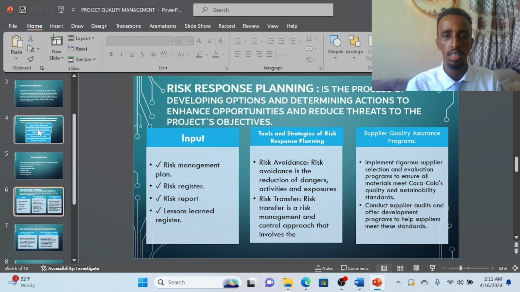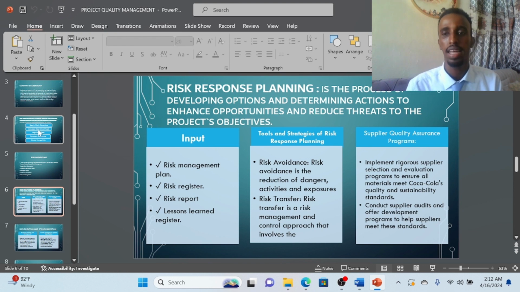Risk transfer. Risk transfer is a management and control approach that involves a supplier quality assurance program, implementing a rigorous supplier selection and evaluation program, and ensuring materials meet Starbucks quality and sustainability standards. Conducting supplier audits and coffee development programs to help suppliers meet these standards.